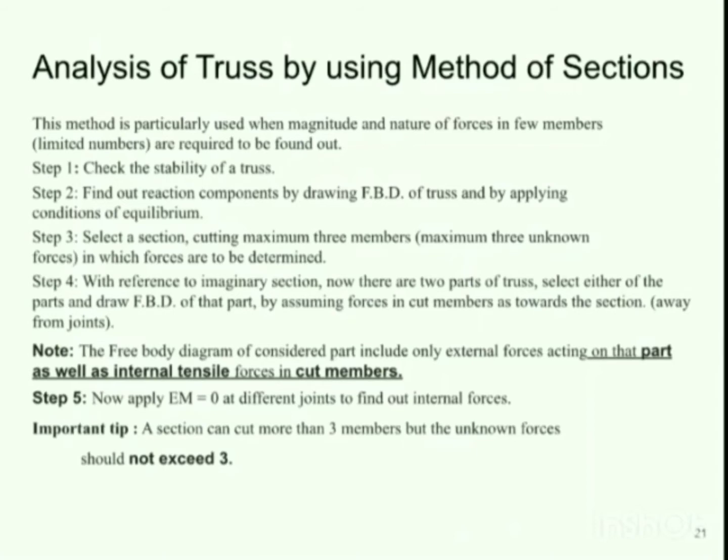Okay, so select a section, cutting maximum 3 members such that all the 3 are unknown members, and it should not cut more than 3 members. Okay, so this is the condition. With reference to the imaginary section, now there are two parts of the truss, as I told you. Select either of the parts and draw FBD of that part.